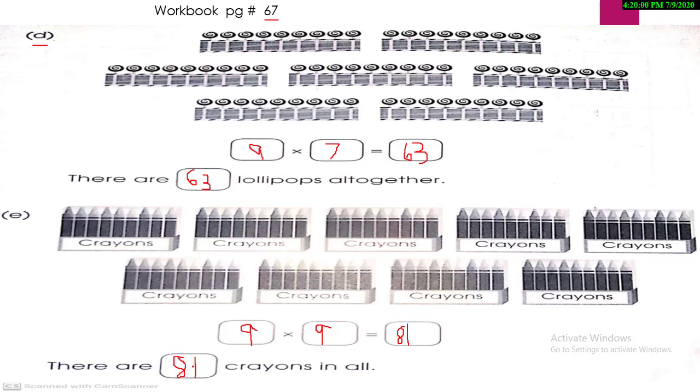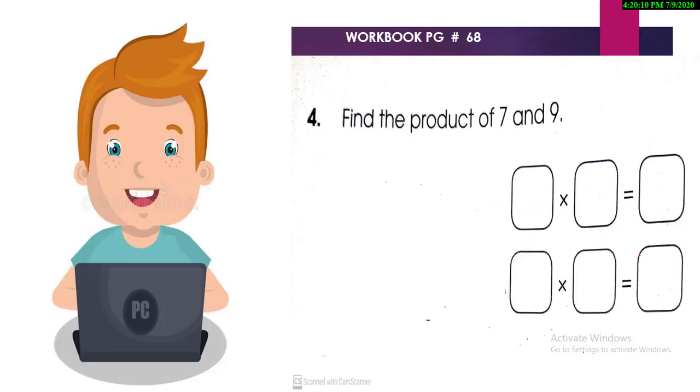We just count the group of 1 items and then we count the group and we quickly add them, and we got the answer that they are now 81 crayons. So yes, okay, this is almost the second last page of the day. This is page number 68. Question number 3 is your self-assessment.